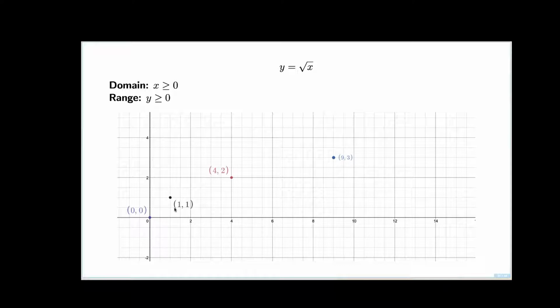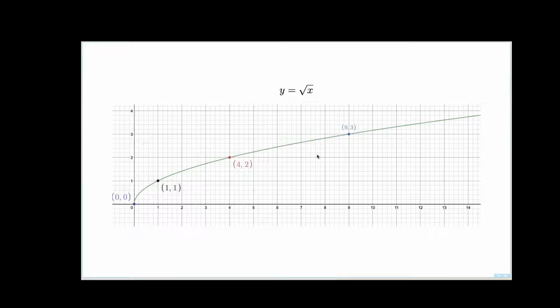When x is 1, square root of 1 is 1, so we get the point (1, 1). When x is 4, y is 2. When x is 9, y is 3. So we have several points on the graph of our function. We know the domain and we know the range, so we can use this information to sketch the graph of our function y equals square root of x. Notice that this function is always increasing, meaning that as x gets larger, the values of y are getting larger and larger as well.